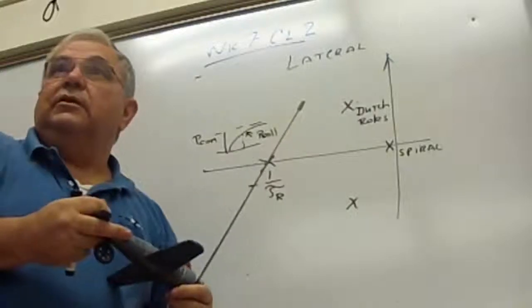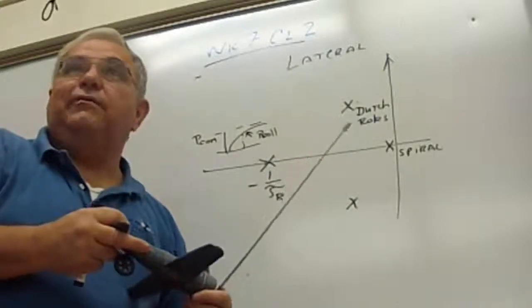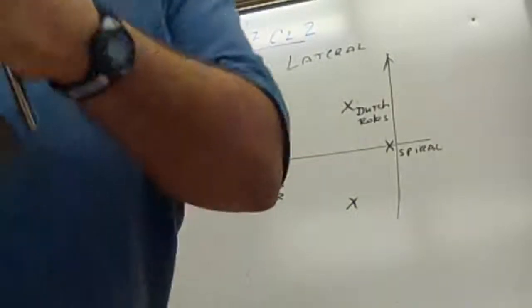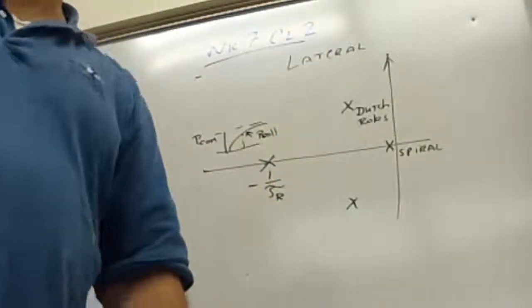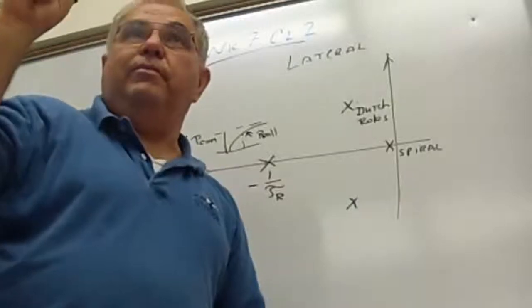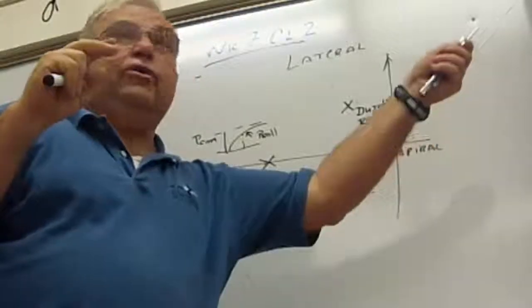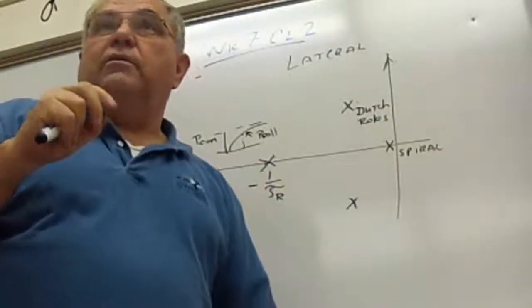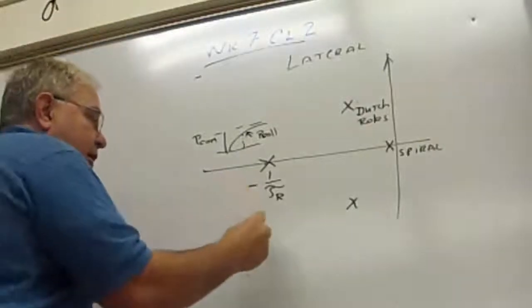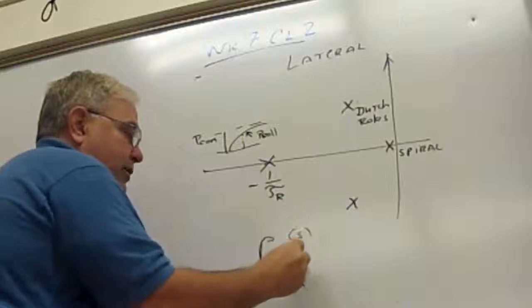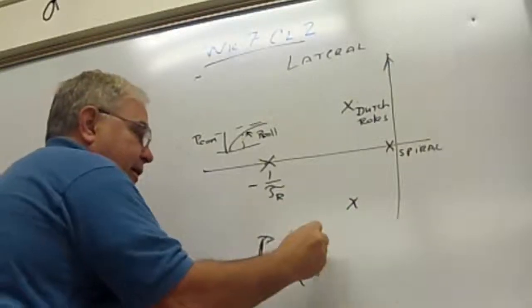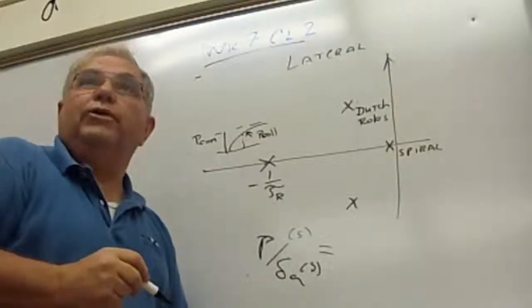Okay, got it? Well, let's see if we can do an exercise now. Two things I want you to remember from this class, that you have to put in your pocket. How to get the Cramer's rule notation. Right? So example, if I said, what is P to delta A? What's that transfer function? P to delta A. What do I do?